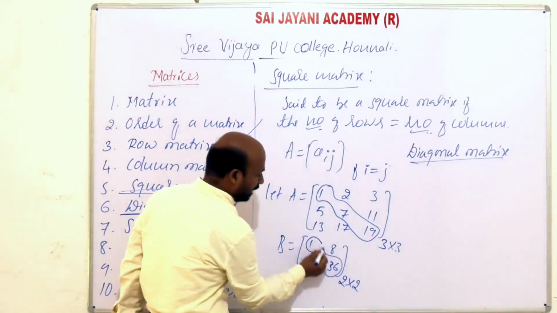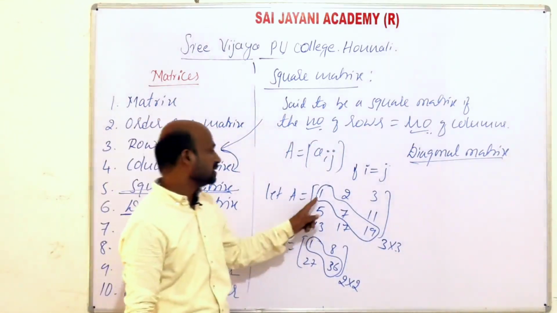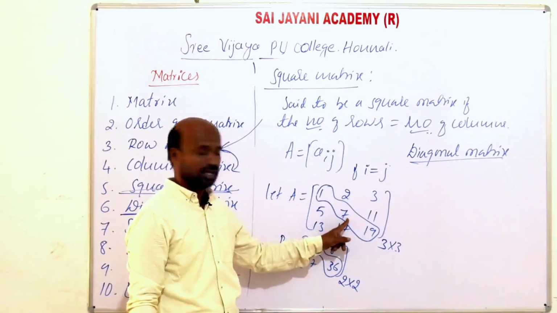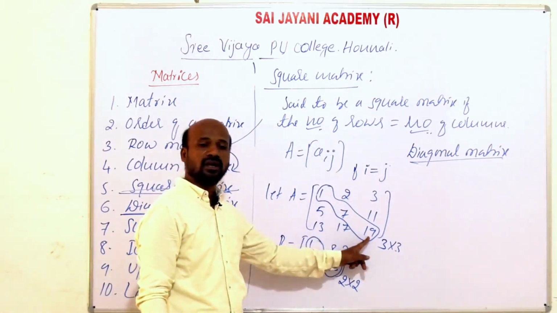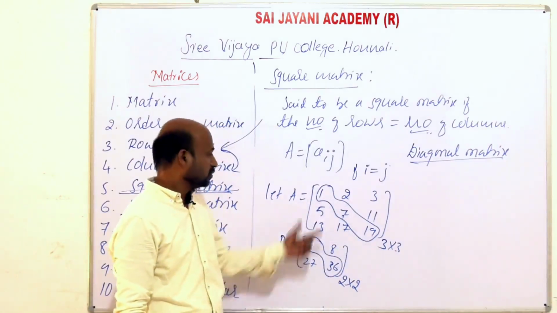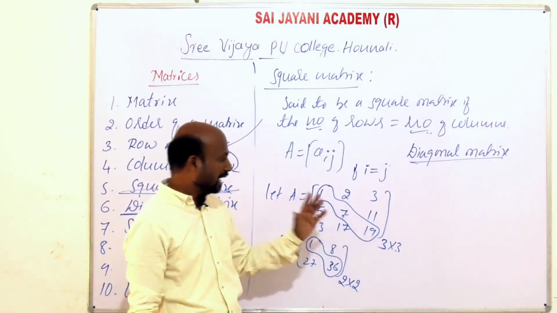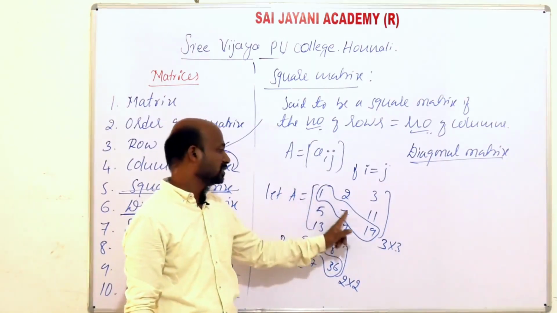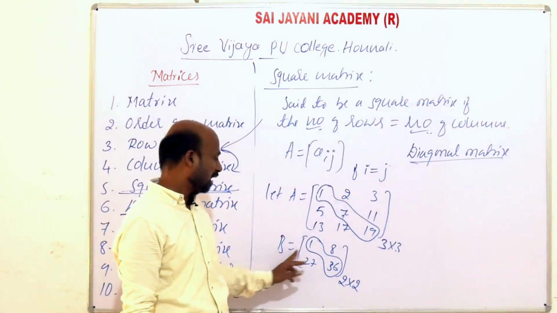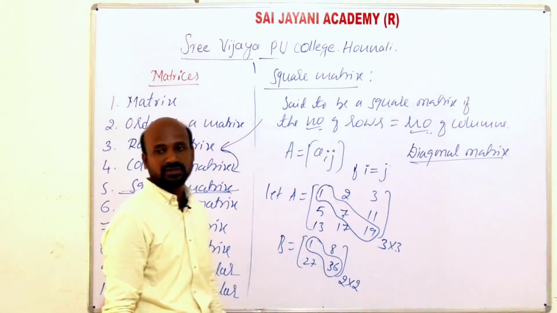So in this case, the diagonal elements are 1, 7, 19, and in this case the diagonal elements are 1 and 36. It means that it's the first row, first element, and this is the second row, second element, and this is the third row, third element. These are the diagonal elements. So in matrix A, the diagonal elements are 1, 7, and 19, and here in the matrix B, the diagonal elements are 1 and 36.